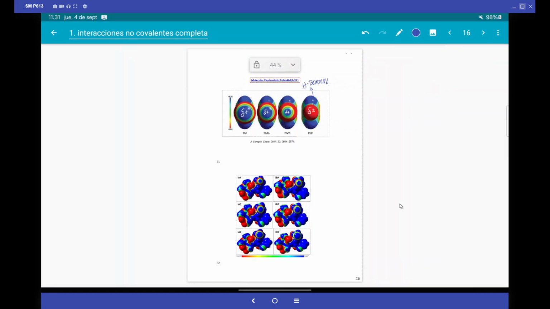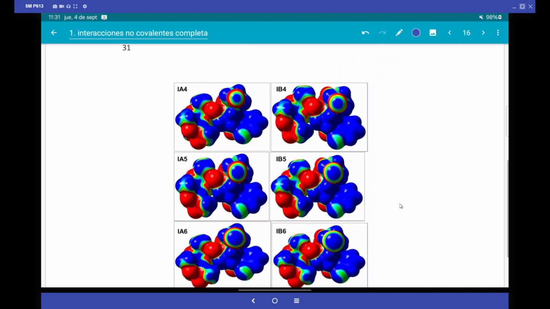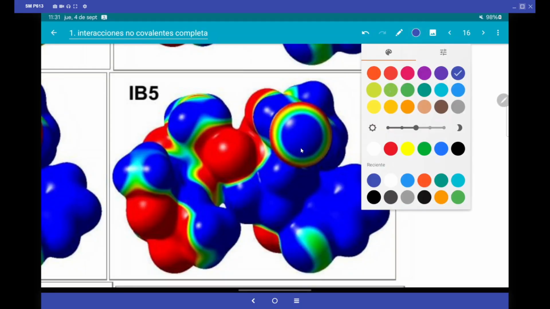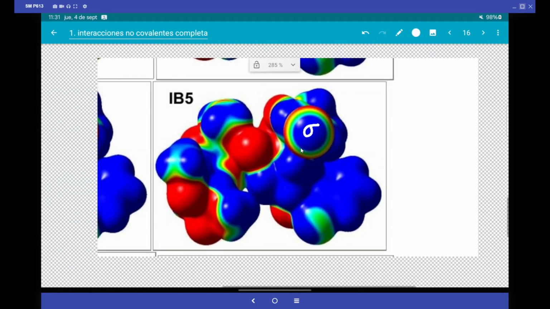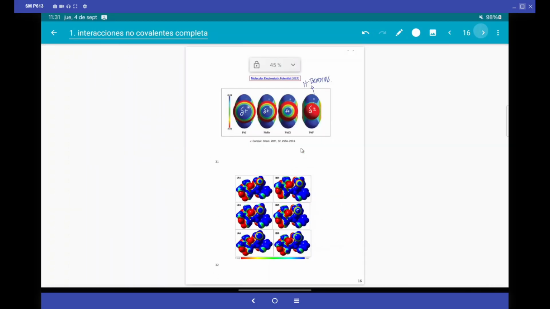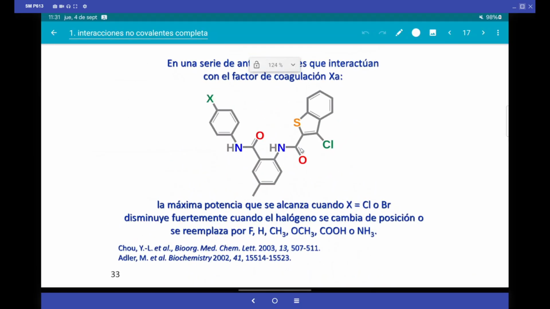Here there are other molecules where again you are going to identify things easily and quickly. The halogen is this one, and this one. Here is probably an oxygen. This would be the halogen. Immediately one says, there is the sigma hole. Immediately, we know that there is the halogen. Very well, it's an example.